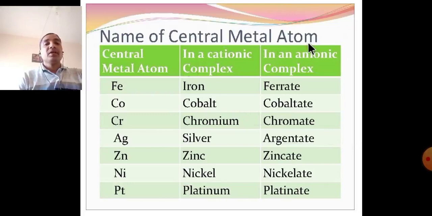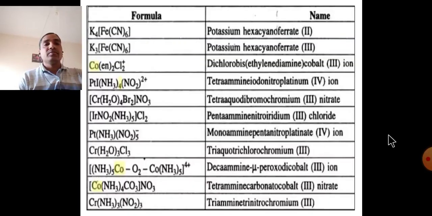Name of the central metal atom. In cationic complexes the metal keeps its name, such as iron, but in anionic complexes it becomes ferrate. Cobalt in an anionic complex becomes cobaltate, chromium becomes chromate, silver becomes argentate, zinc becomes zincate, nickel becomes nickelate and platinum becomes platinate.